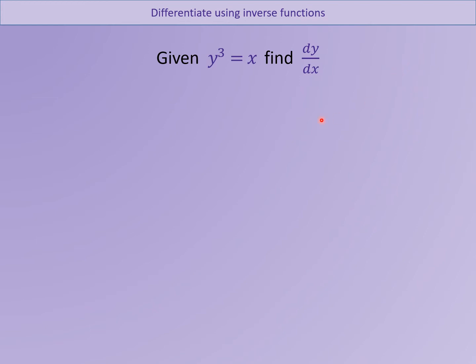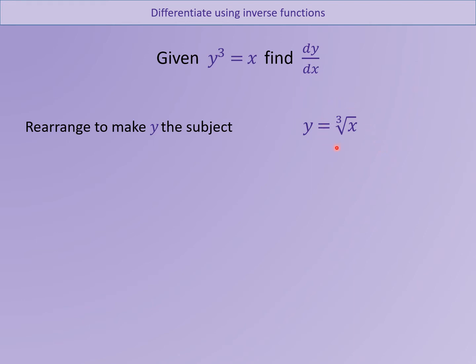Okay, so you know how to find the gradient function, as long as it's y equals. That's what we've looked at so far. So the first thing I'm going to do is rearrange this equation and make it y equals. Now I could do that, as you well know, by taking the cube root of both sides. So I'm going to rearrange to make y the subject. And what do I get? There you go, the cube root of x.